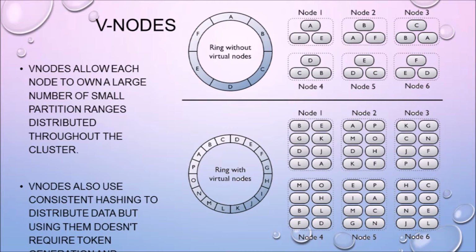It is enabled by default in Cassandra 2.1. Okay. You don't have to manage the vNodes yourself. Sorry? You don't have to manage it yourself. No. You just add nodes.